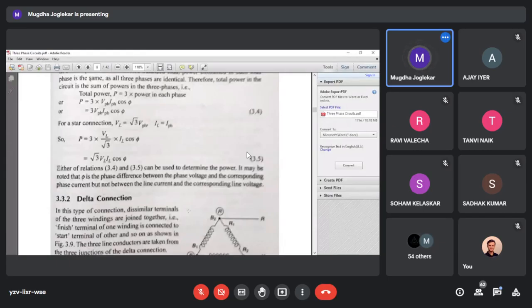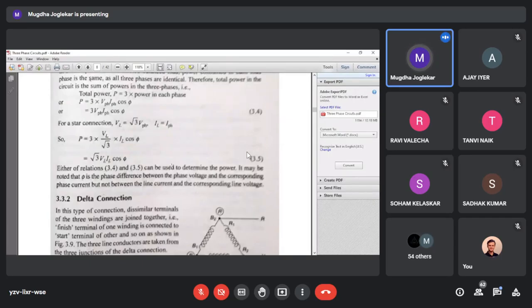Whatever we have completed for star connection, that will be there for your test 2. Delta connection is not there for test 2. Only star connection and the generation of three-phase voltage. Already I have shared the three-phase circuit folder with you all. So don't study the delta connection for this test 2. It is there for the final examination.